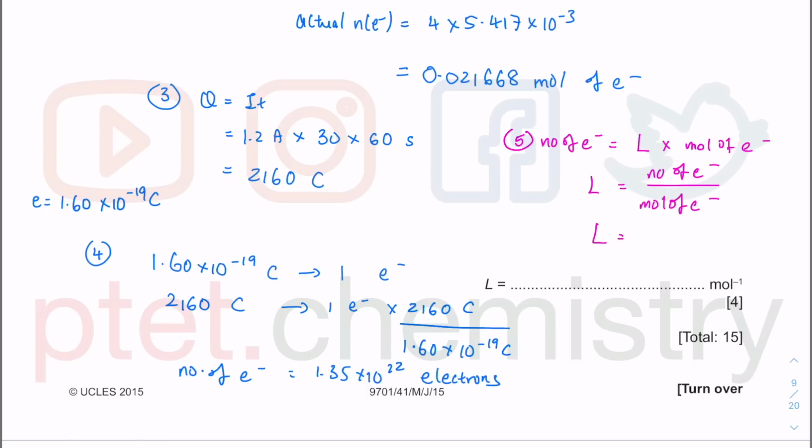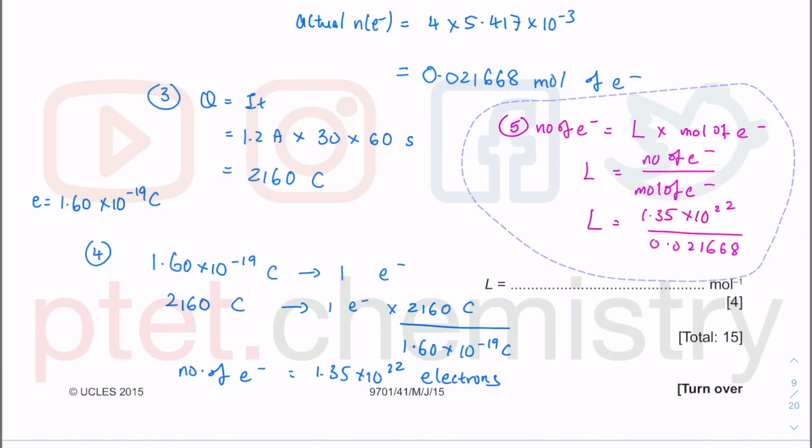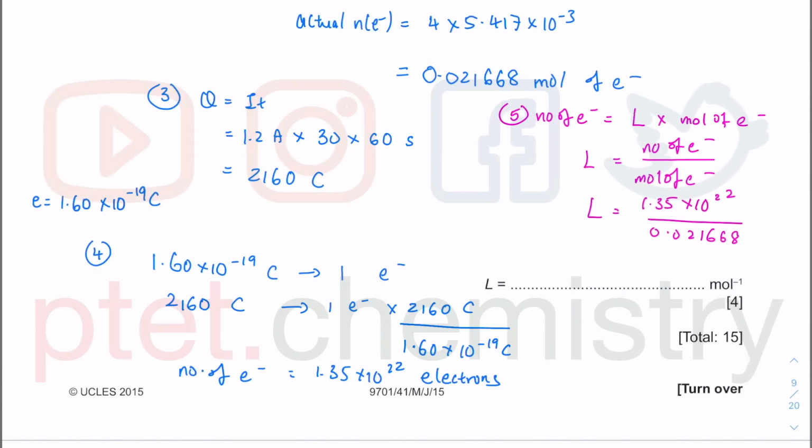That is the number of electrons, which is 1.35 times 10 to the 22, divided by the number of mole of electrons from the previous bit of the question earlier. And this should give you your Avogadro constant. I get 6.23 times 10 to the 23, and this is to 3 significant figures. It is the number of electrons in 1 mole of electrons. Okay, so that's the end of that 4-mark question, and that concludes that 15-mark question overall.